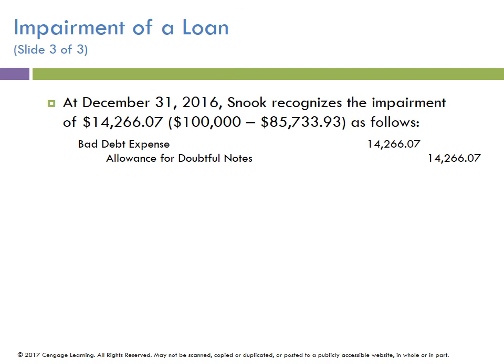So since the carrying value is $100,000, the new value that they expect, present value, is $85,734, or that's the fair value. The difference would be debited to bad debt expense, credited to allowance for doubtful notes. Just like you do for accounts receivable, you would do the same for notes receivable, and that's how you determine it.